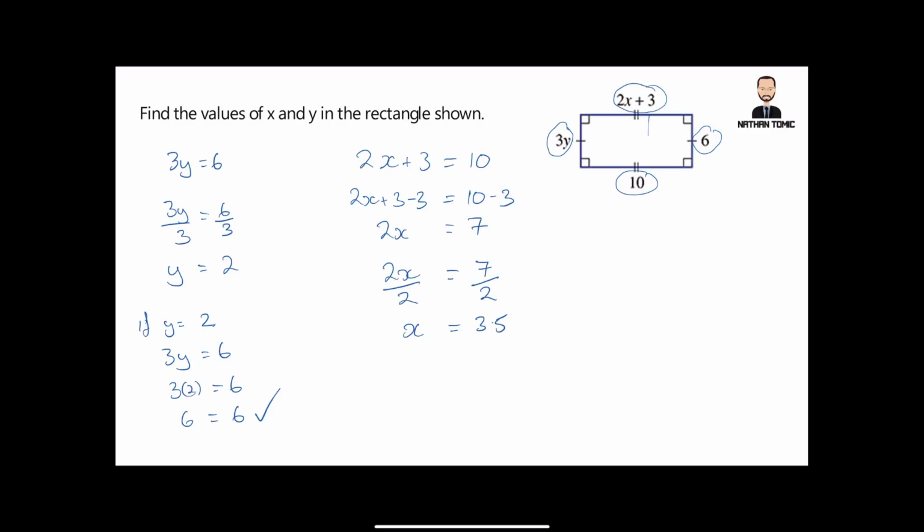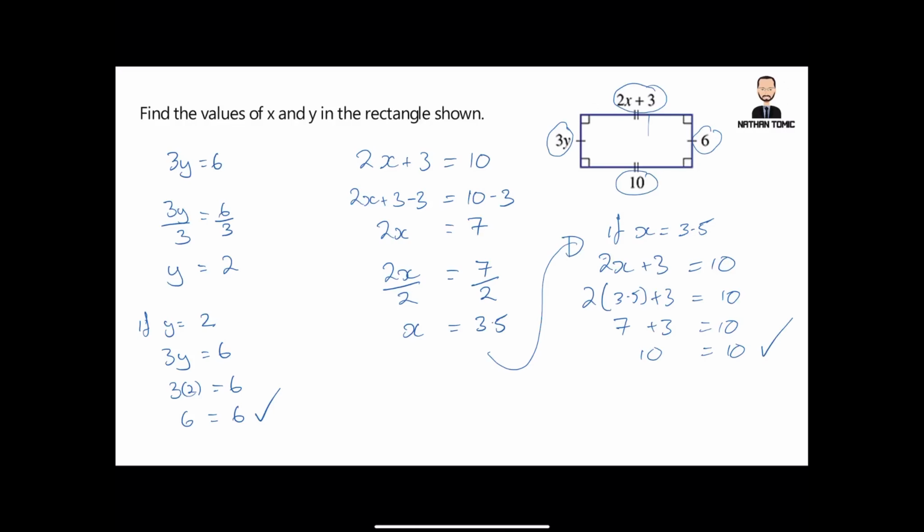Over here, for the other side, it's a little bit bigger, so I'm just going to move it up to the side here. If x is equal to 3.5, our equation originally was 2x plus 3 is equal to 10. So we end up with 2 times 3.5, replacing the x value, plus 3 being equal to 10. 2 times 3.5 is 7, still plus 3 equal to 10. And 7 plus 3 is 10, equal to 10. And that is also true. So we have confirmed that the x and y values that we found are correct.